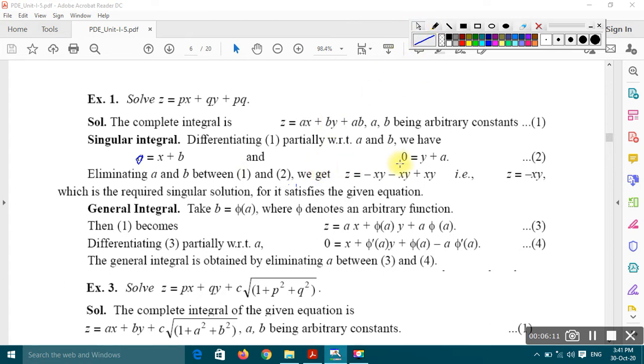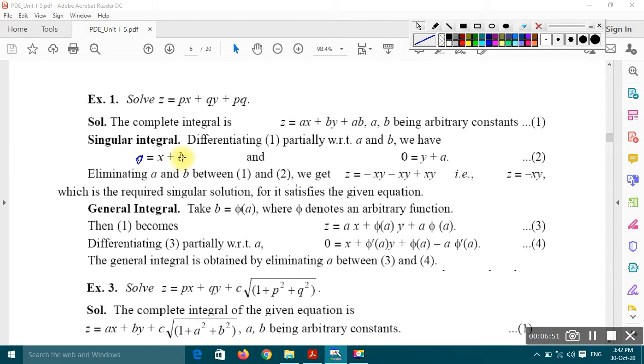And if we differentiate equation 1 with respect to b partially, then the partial derivative of z with respect to b is 0. The partial derivative of ax with respect to b is 0. The partial derivative of by with respect to b is y, and the partial derivative of ab with respect to b is a. So we get 0 is equal to y plus a. Now we get the value of a is minus y and the value of b is minus x.